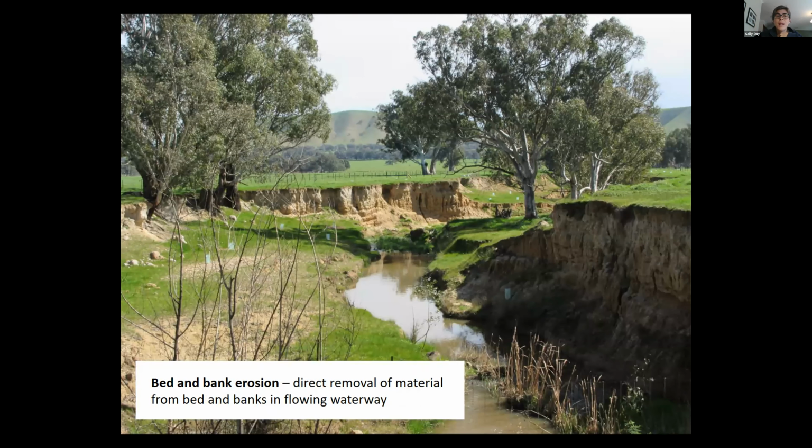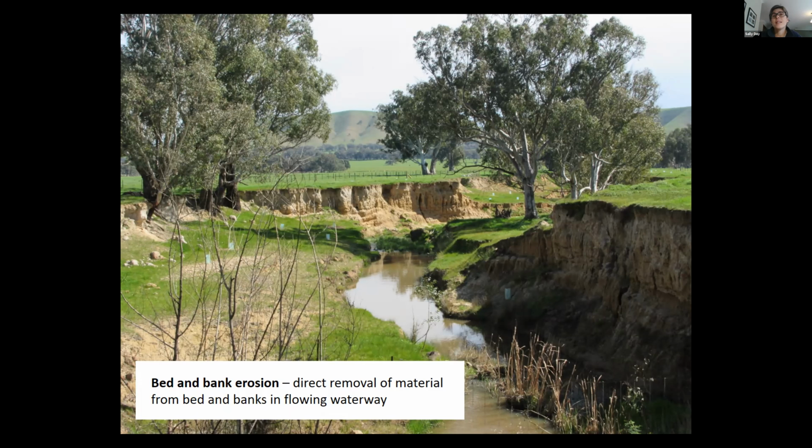So bed and bank erosion, I think most of us are pretty familiar with this. It's really the removal of material either from the bottom of the waterway or from the banks. We could have a 2-hour session just talking about the processes of bed and bank erosion, because it is quite complex on river systems. But the important thing to note is that often what we see happening first is the bed of the waterway will start to deepen in response to some other changes in the catchment, whether that's vegetation clearance or a flood.